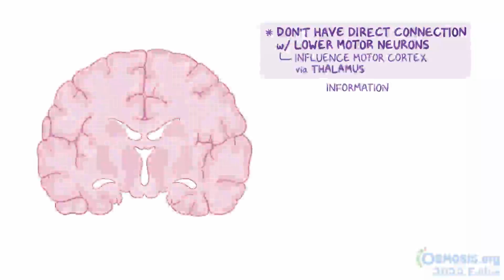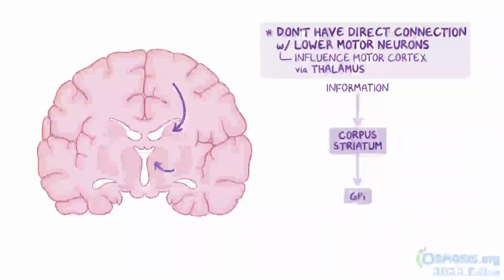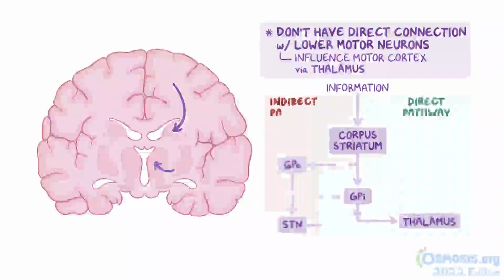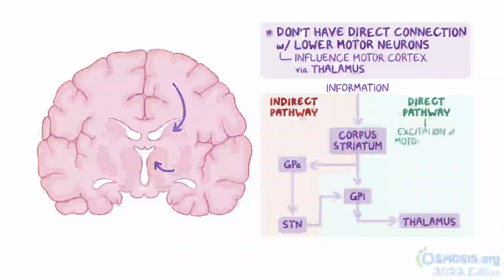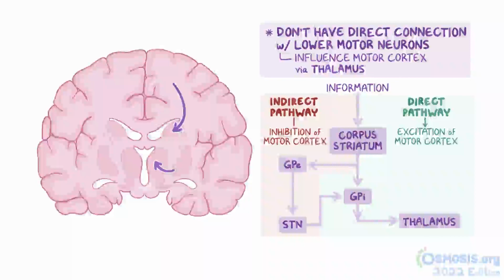Basically, information enters the basal ganglia through the corpus striatum, and it leaves it through the globus pallidus internus, or GPI for short, which has an output on the thalamus. The information flow can follow two different pathways, the direct pathway and the indirect pathway. The normal connectivity of the direct pathway results in the excitation of the motor cortex, while the normal connectivity of the indirect pathway results in the inhibition of the motor cortex. To remember which pathway produces which effect, just recall that the indirect pathway inhibits the motor cortex. Now, to better understand how they function, let's dive into both of these pathways step by step.